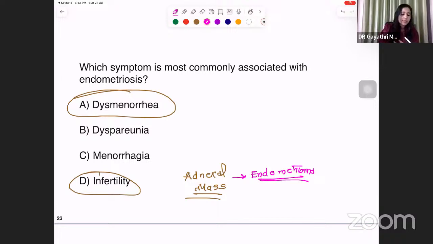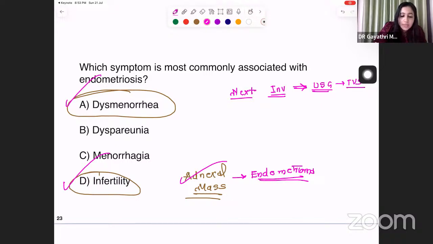So you have a patient who has pain, infertility, and an adnexal mass. What is the next investigation that you're going to do for the patient? The next investigation that you will do is an ultrasound, and usually we prefer the TVS. TVS is the ultrasound that is done initially. Ultrasound might not give you much information. What can ultrasound show? It can show you an endometrioma, or this chocolate cyst, which basically has a ground glass appearance on ultrasound.